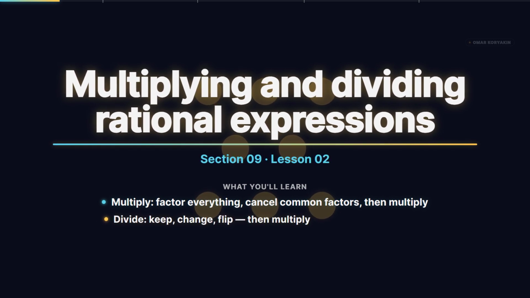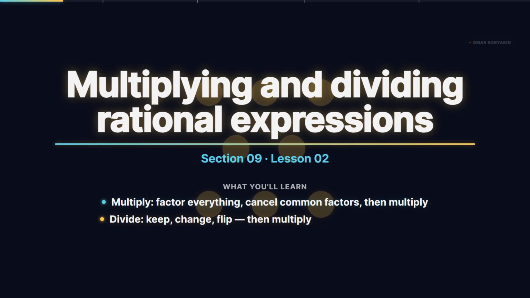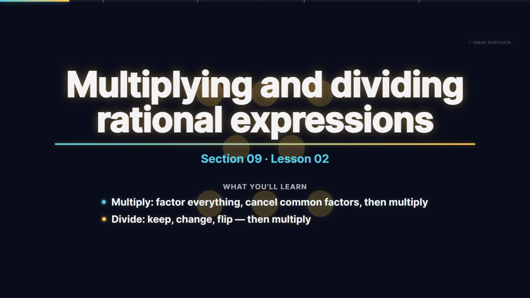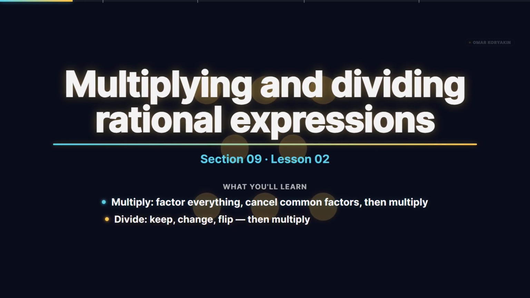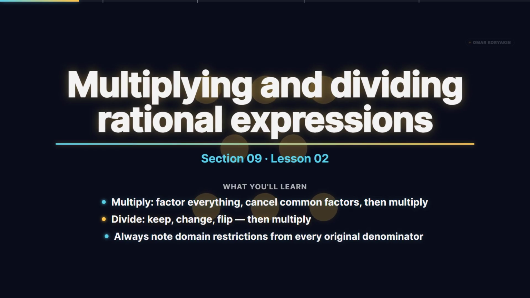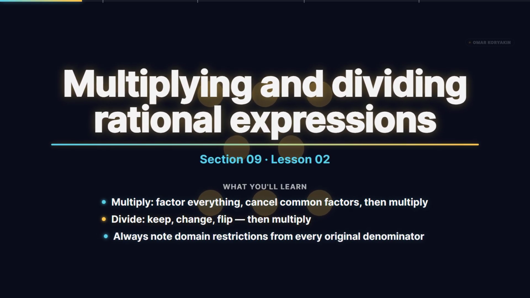Dividing is one keystroke different. Keep the first expression, change division to multiplication, flip the second expression. After that, proceed exactly as you would for multiplication: factor, cancel, multiply. The procedure does not change.